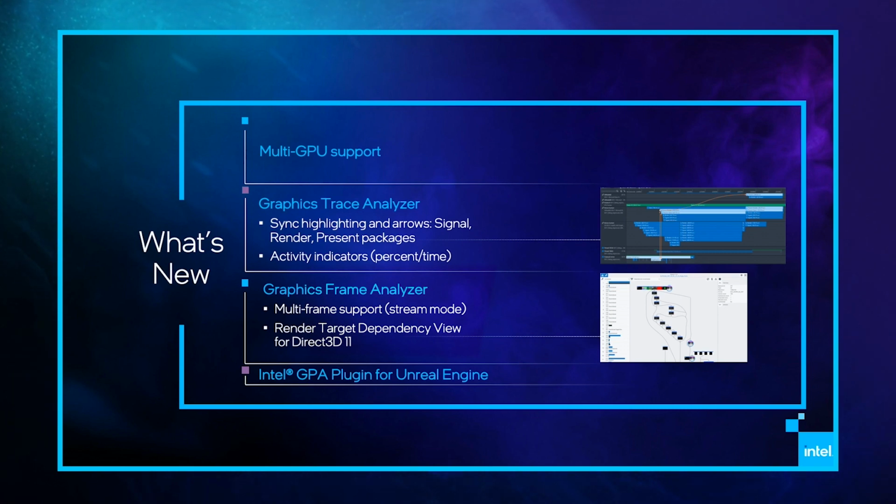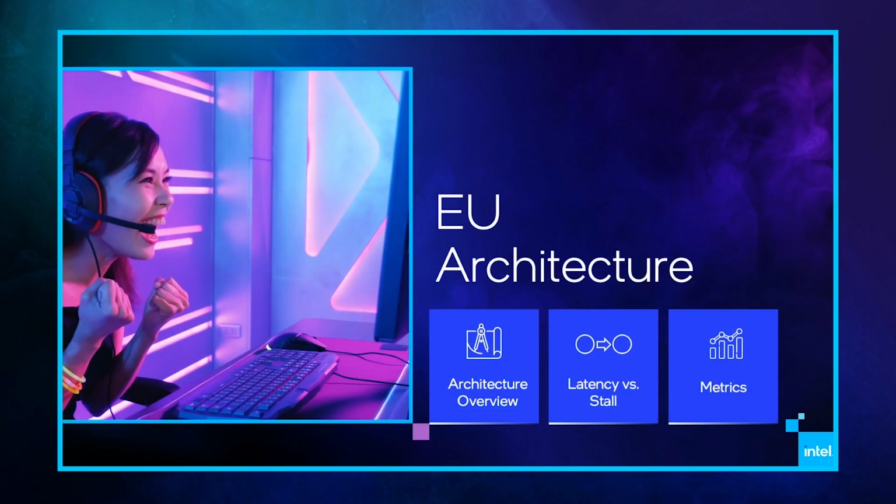And also in Trace Analyzer, indicators showing how much activity is occurring on the CPU cores, GPU queues, and CPU threads. In Graphics Frame Analyzer, we have added multi-frame support in stream mode and an awesome graph showing render target dependency currently for D3D11. And finally, we have created an Intel GPA plugin for Unreal Engine that you can find on GitHub. Now we will begin the promised tour looking at some basic features of the EU.